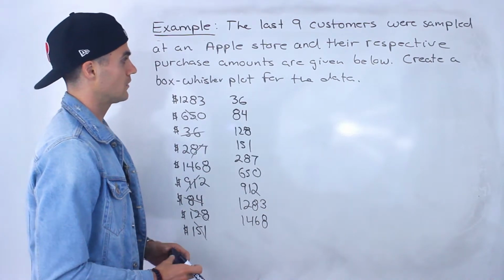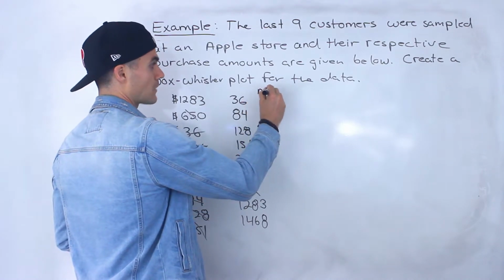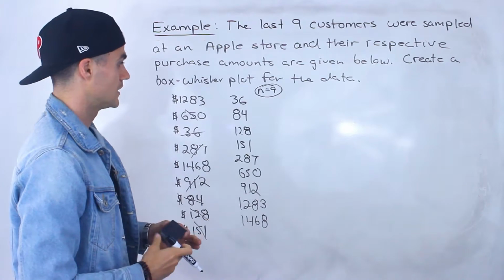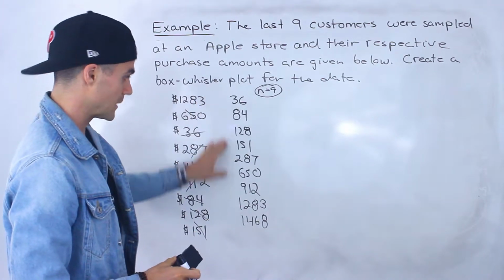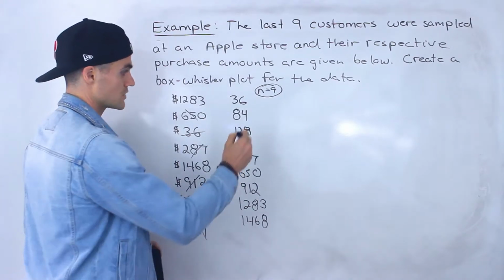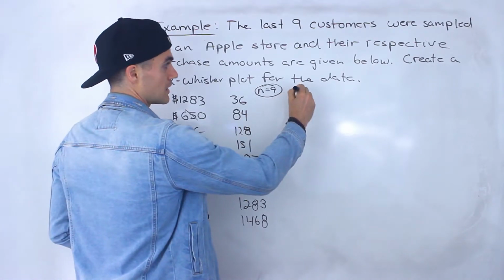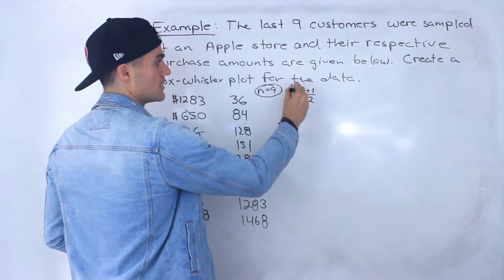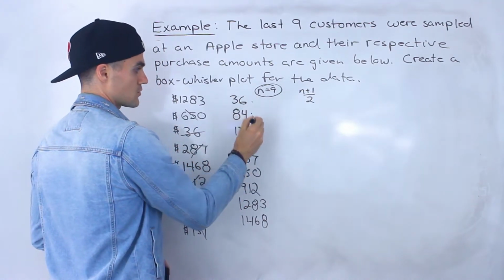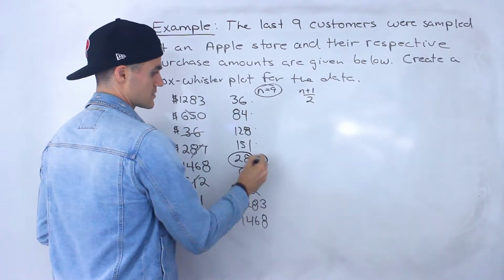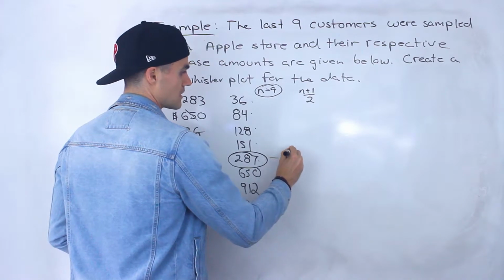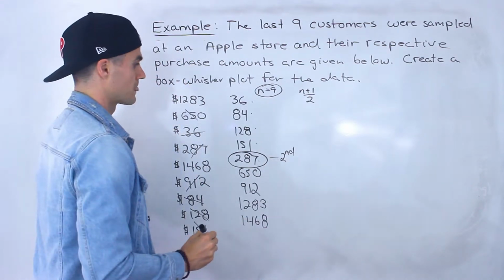So notice how there are 9 observations, so it's an odd number of observations. So the median is going to be the middle single number. There's going to be one number because it's an odd number of observations. So it's going to be n plus 1 divided by 2. So 9 plus 1 divided by 2, which is 5. So it's going to be the 5th observation. 1, 2, 3, 4, 5. So this 287 right there, that is going to be the second quartile.